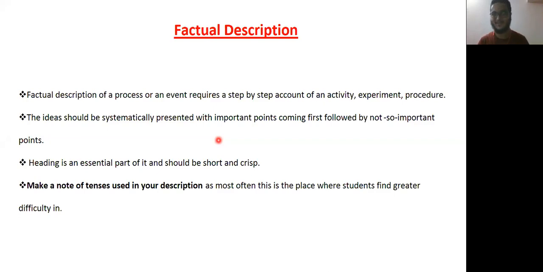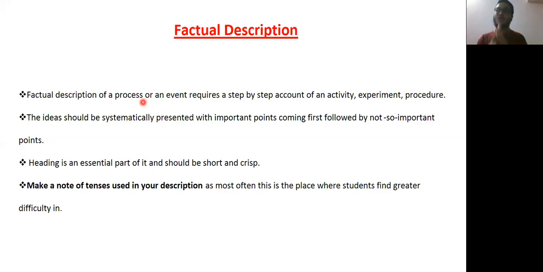Let's look at the definition now, students. Factual description is a process or an event that requires a step-by-step account of an activity, experiment, or procedure. One more example: you go to the biology lab, chemistry lab, or physics lab. The teacher starts doing the experiment first, and you do observation. You observe those steps. Step number 1, this. Step number 2, that. Step number 3, next. Accordingly, you start writing those steps, and after writing those steps, you write your observation.